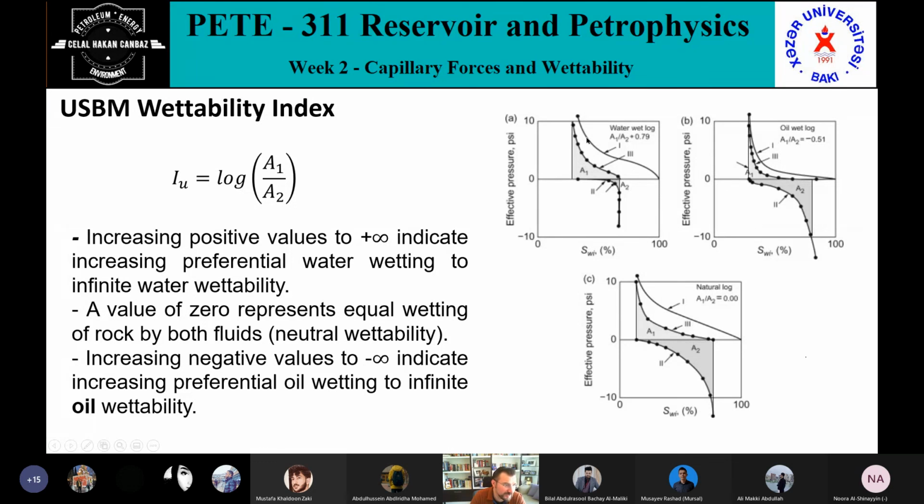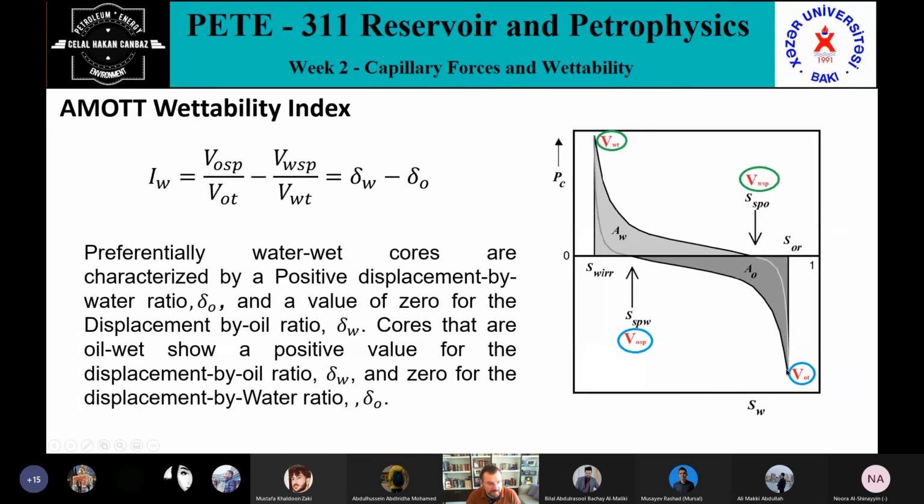We apply the same procedure, but the first difference is that you saturate your core 100%. After the saturation, you make a forced displacement, and then you apply the reverse procedure of the Amott method. In the Amott method, you were starting directly from this point, SW, as your procedure was starting from here.